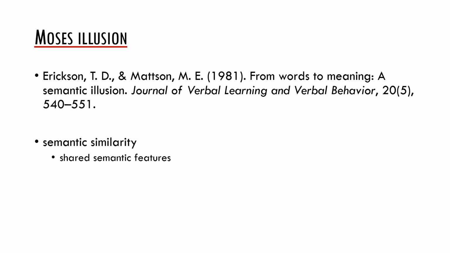Moses illusion was examined in the study by Thomas Erickson and Mark Mattson in the early 1980s. In this study, the authors showed that this illusion occurred in 81% of participants. However, they also found that semantic similarity is needed to maintain the illusion. For example, when they used the question, how many animals of each kind did Nixon take on the ark, everyone noticed the problem. Erickson and Mattson thus showed that our processing may be indeed shallow.